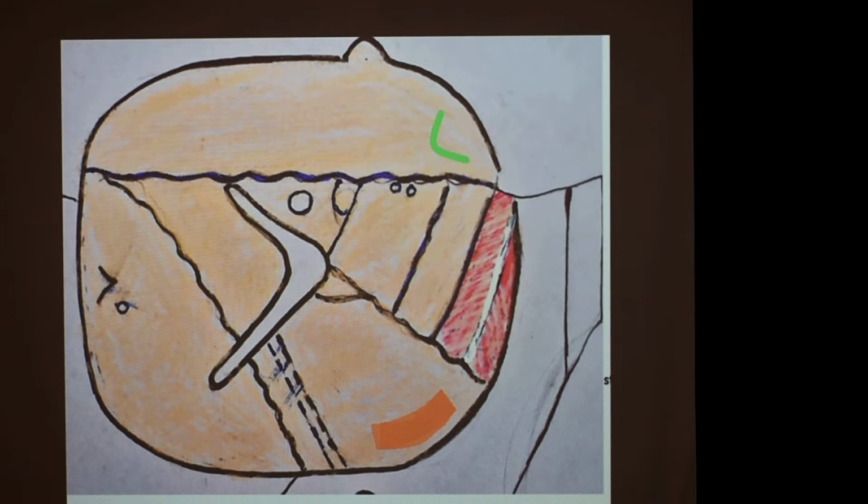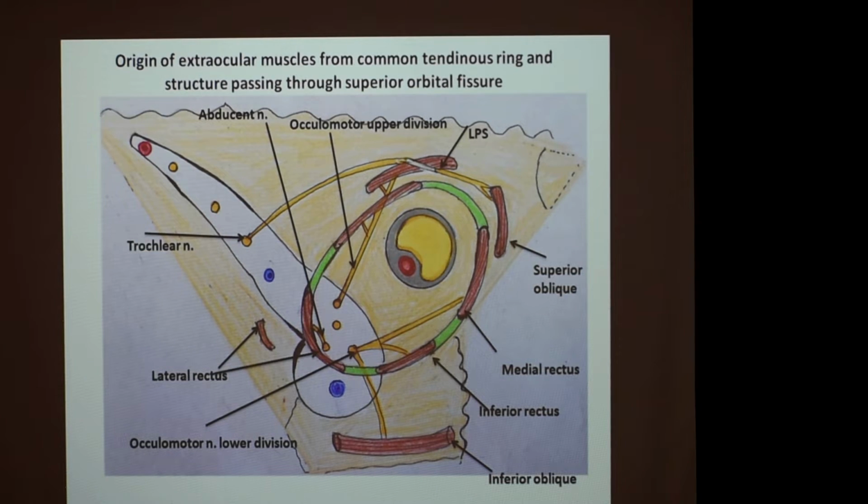Now what is the origin? For that we take this diagram. This is the key diagram to describe the origin of all the extraocular muscles. This is the lesser wing of sphenoid. This is the greater wing of sphenoid. This is the superior orbital fissure, from where various vessels and nerves related to the orbit pass. This is our common tendinous ring of Zinn. So what is our point? The origin of the two oblique muscles. First one is the superior oblique muscle, so we locate it over here.